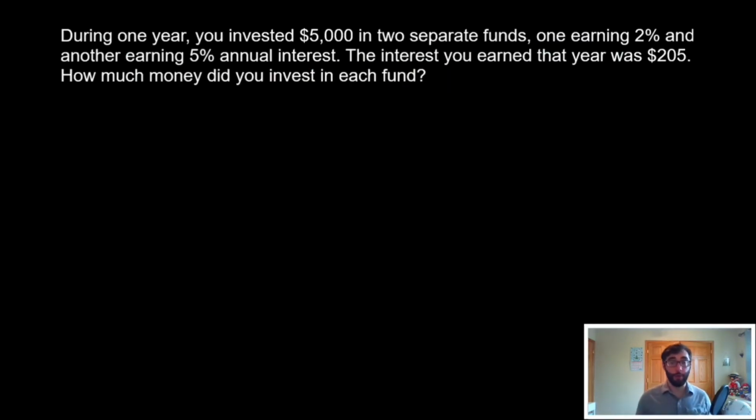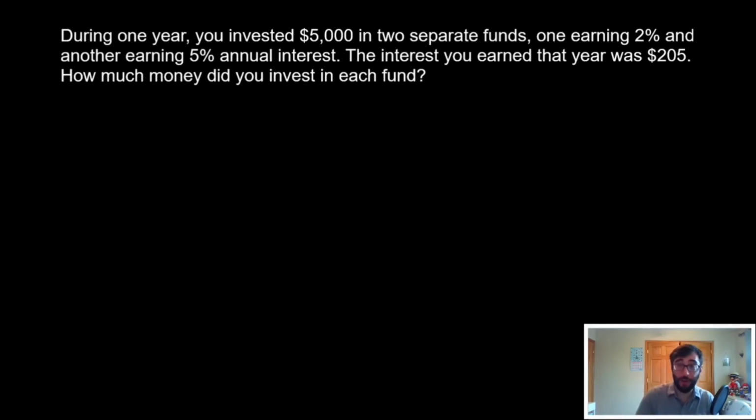Okay, so we have another example here, all right? We have a new example. Now, in this problem, it says during 1 year, you invested $5,000 in two separate funds, okay? One earning 2% and another earning 5% annual interest. So we put $5,000 in two funds. One of them is earning 2% annual interest. The other one's earning 5% annual interest.